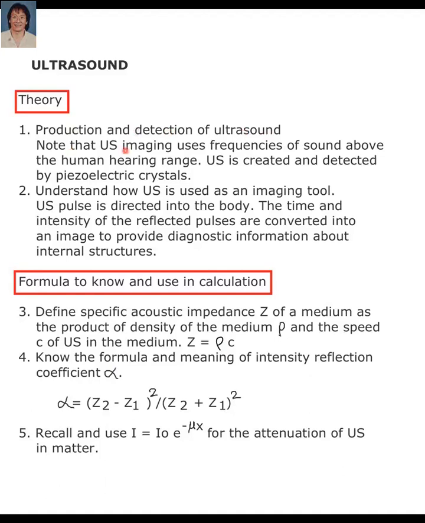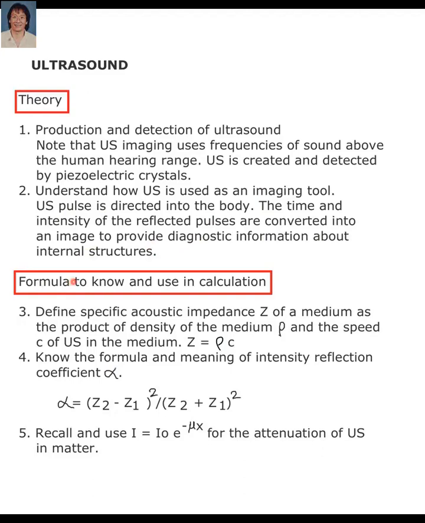Note that ultrasound imaging uses frequencies of sound above the human hearing range. Ultrasound is created and detected by piezoelectric crystals. Then you must understand how ultrasound is used as an imaging tool. An ultrasound pulse is directed into the body. The time and intensity of the reflected pulses are converted into an image to provide diagnostic information about internal structures.